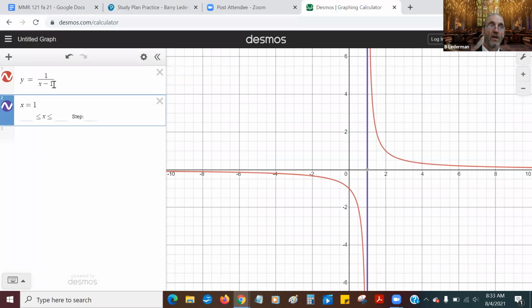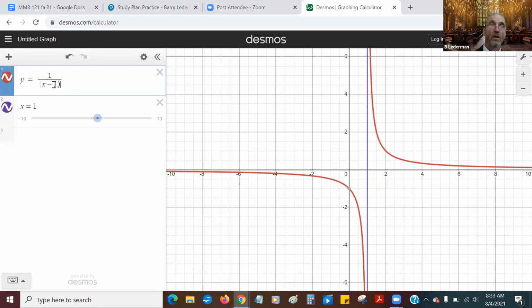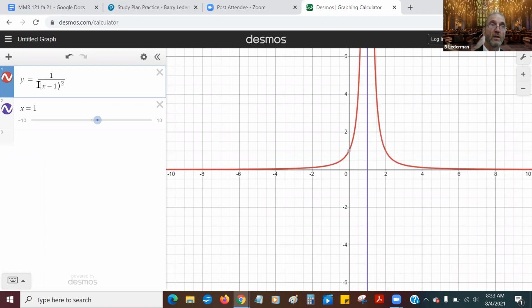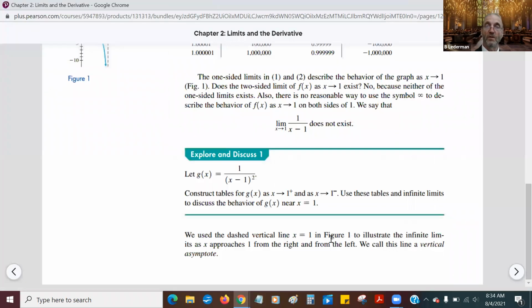This is interesting because since I'm squaring it, they both go up to positive infinity. So that's kind of interesting. Again, the asymptote is the same asymptote because all the infinite stuff happens when x equals 1. So that's kind of cool and interesting. All right, let's go back to where we were, kind of flipping back and forth there. Okay.